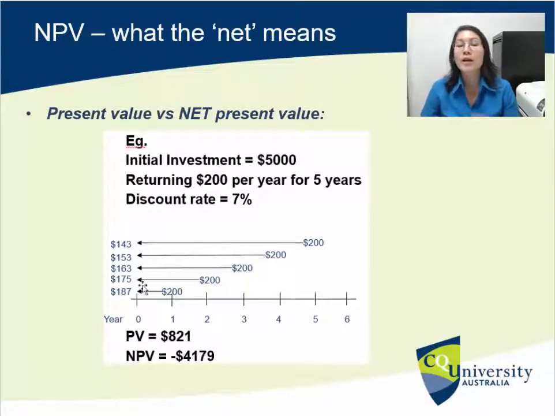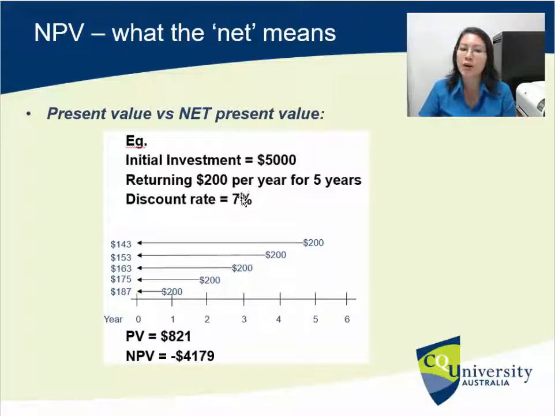Or another way of looking at this is $187 today. If you gave me $187 today and I invested that at 7%, in 1 year I would have $200. If you gave me $175 today and I invested that at 7% for 2 years, I would have $200 at the end of year 2. So this is what discounting brings back, and investing brings it forward. So discount rate is 7%. So we're just converting one figure to the other for each time period using this percentage rate.